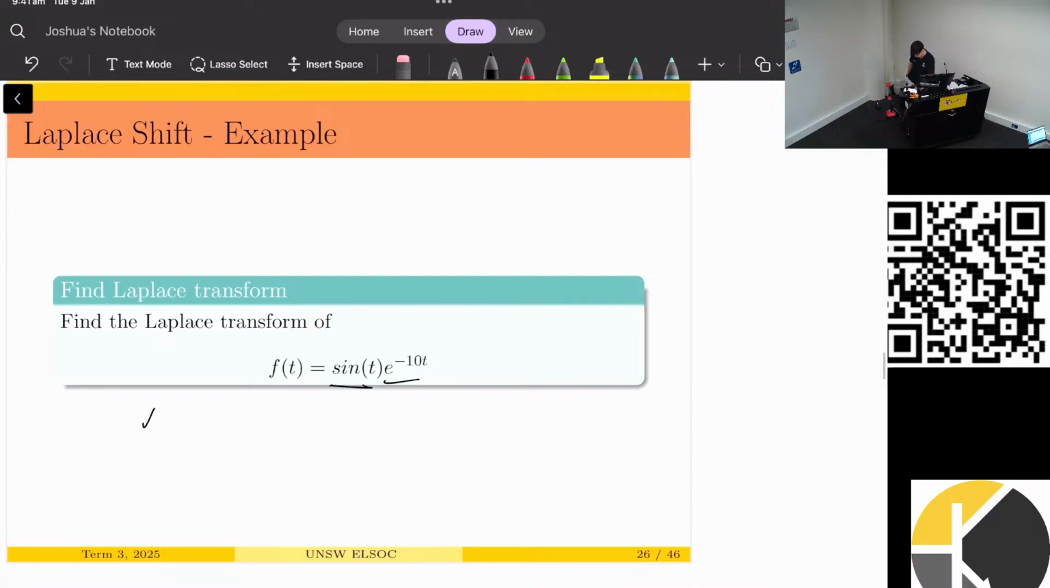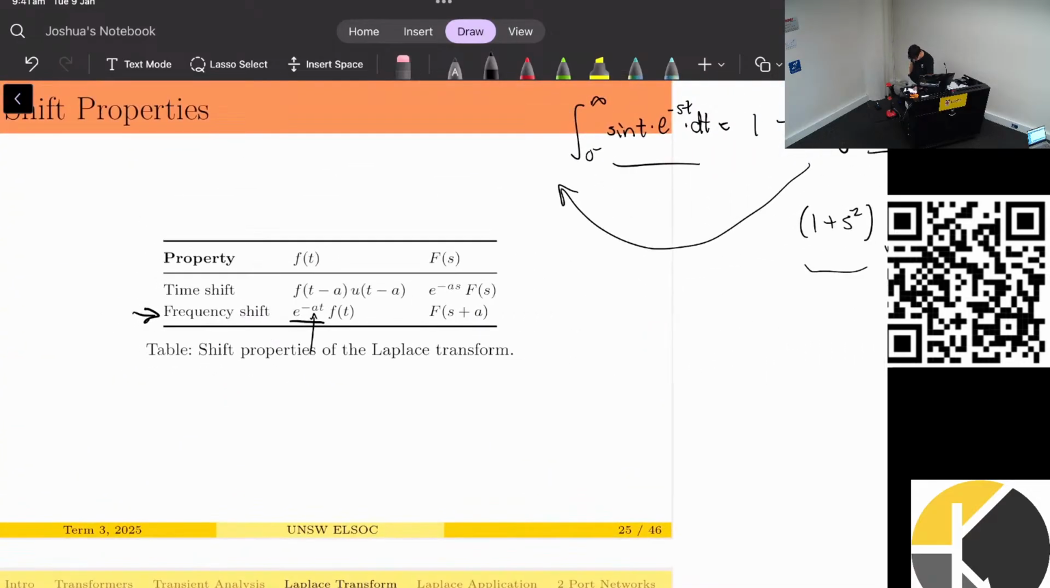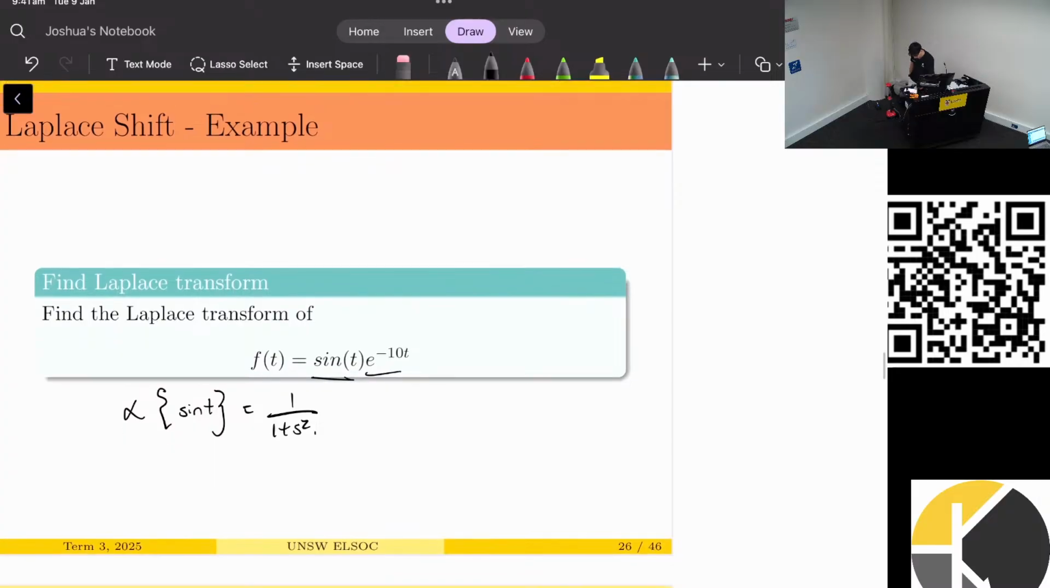So we know that the Laplace transform of sine of t is 1 on 1 plus s squared, because we just did it. So now I can just use this. So in this case, a is going to be 10. So I just need to sub in wherever s is as s plus 10. So this solution for the Laplace transform of sine t e to the minus 10t will just be 1 on 1 plus s plus 10 squared. Cool. Easy enough.